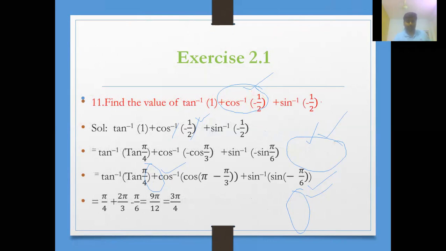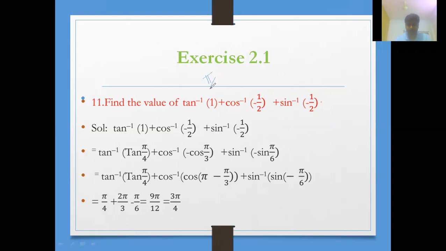See this, question number 11. What was given? Tan inverse of 1 plus cos inverse of minus 1 by 2 plus sin inverse of minus 1 by 2. Let us solve this problem directly, without writing any steps. Are you ready? Tan inverse of 1. Tell the answer directly. Pi by 4. Clear? Because pi by 4 lies in that open interval minus pi by 2 to plus pi by 2.